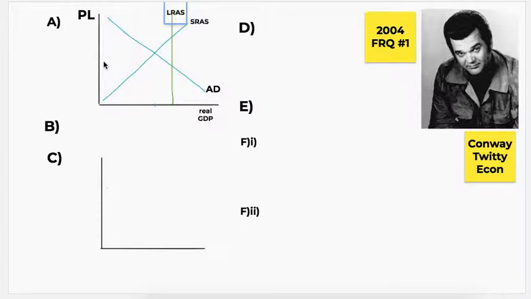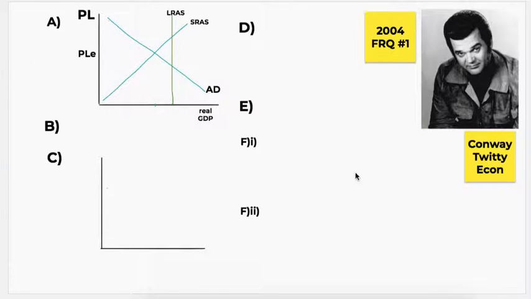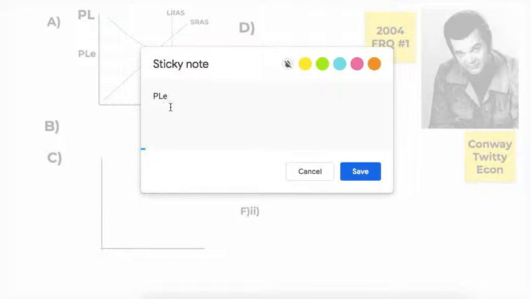So we've got our correctly labeled graph here. Now we have to label our price level. So let's go ahead and put that over here. We label that as PLE, price level equilibrium. Doesn't really matter what. They don't tell us what to label it as here. So as long as you label it as the same thing, it's fine.